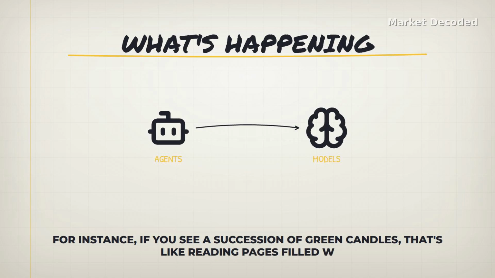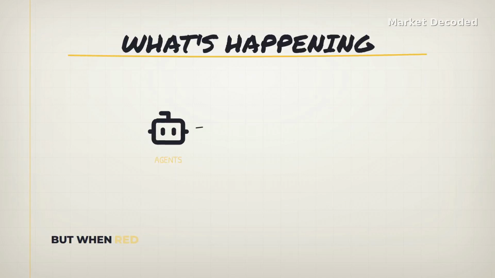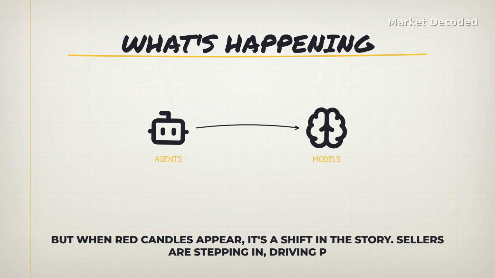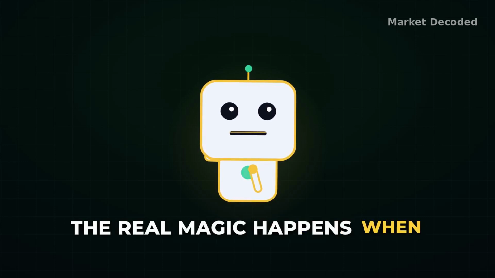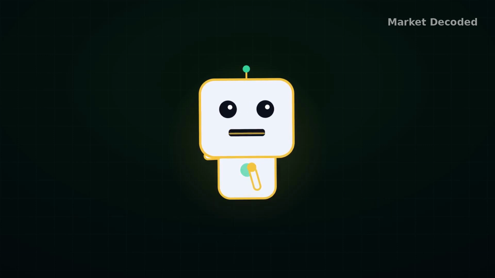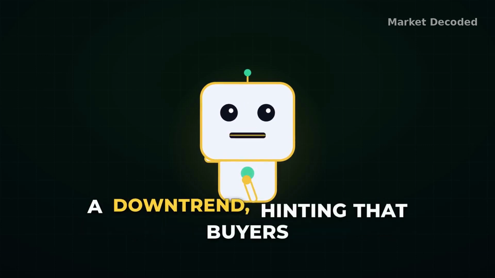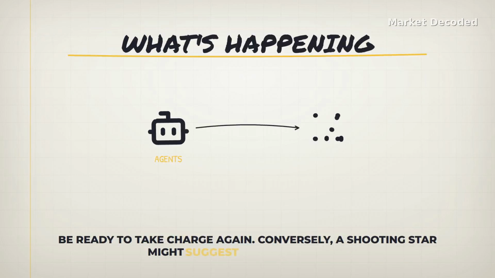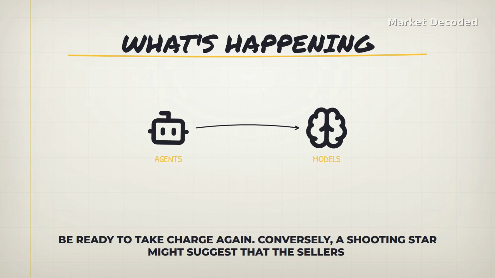Buyers are in control, pushing prices higher. But when red candles appear, it's a shift in the story. Sellers are stepping in, driving prices down. Now, here's the surprising part. The real magic happens when you start to identify patterns within these candles. A hammer can signal a reversal after a downtrend, hinting that buyers might be ready to take charge again. Conversely, a shooting star might suggest that the sellers are regaining momentum after a rally.